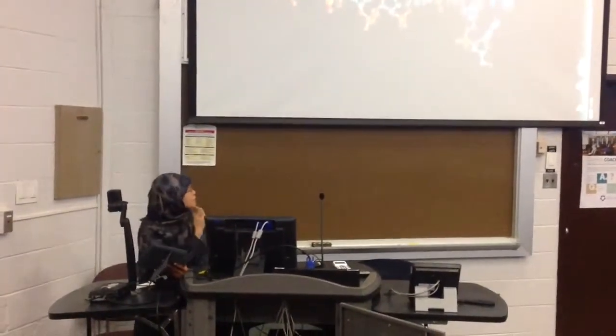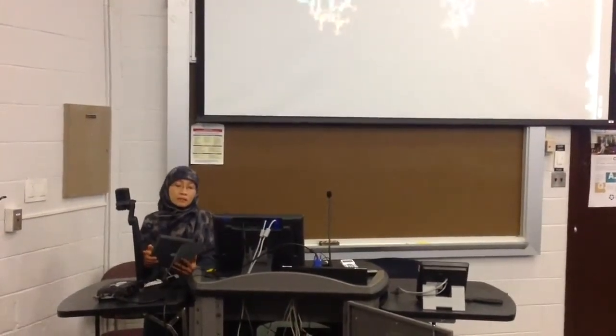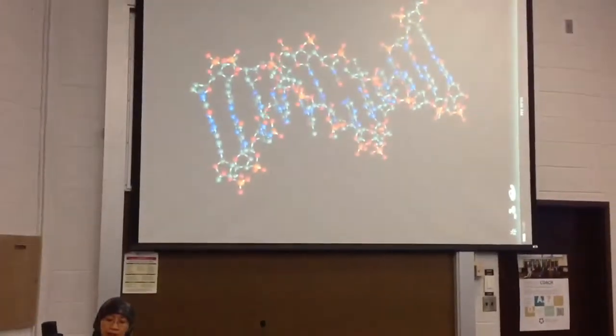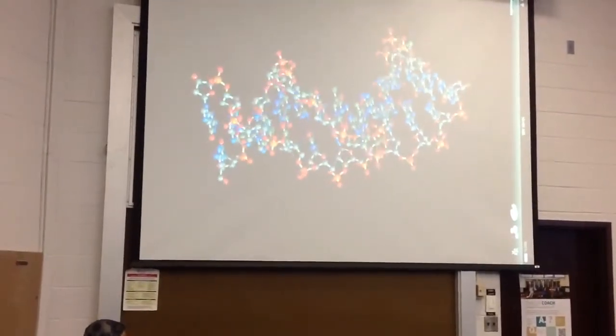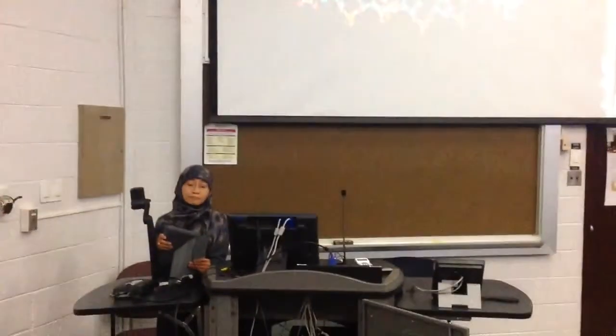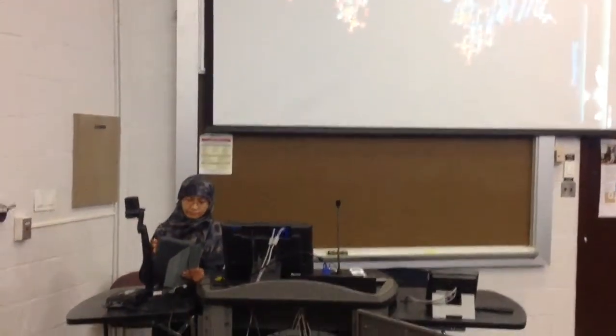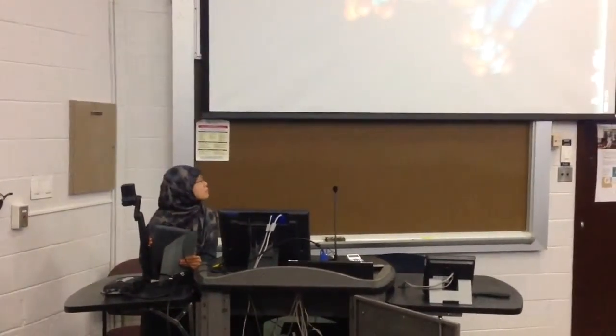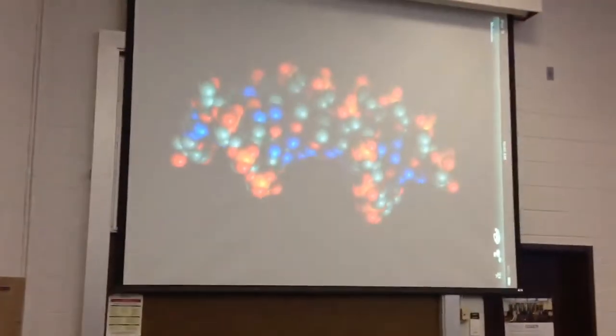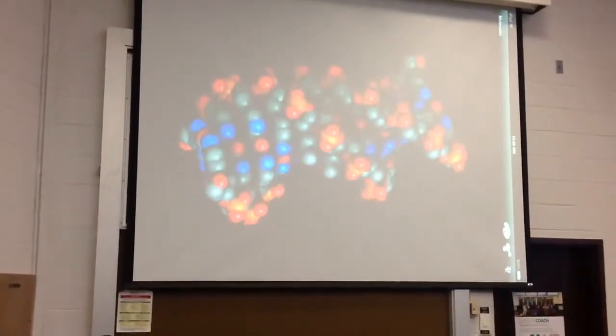One of the tools that I have here is an app called Molecules, and you can see here I'm showing the structure of DNA. This allows me to show them different representations of molecules. So this is a different model of DNA.